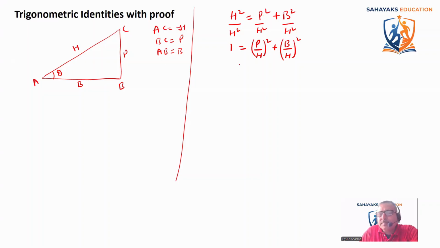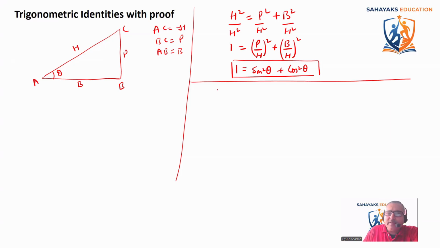What is p by h? P by h is something we know is sine. So I can say sine square theta plus cos square theta. So this is the first identity, where sine square theta plus cos square theta is equal to 1.